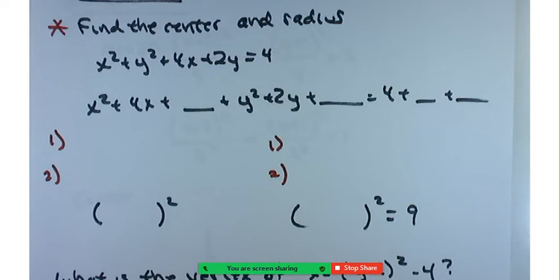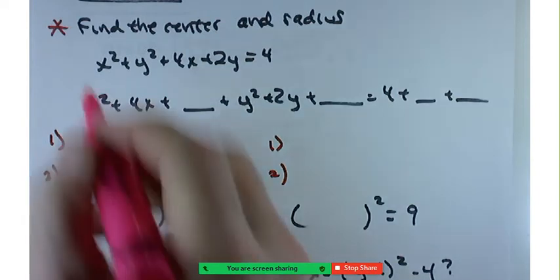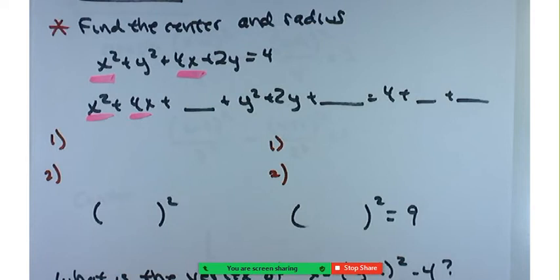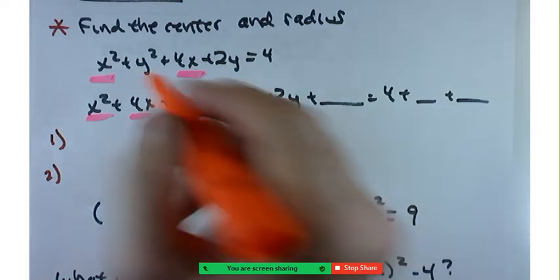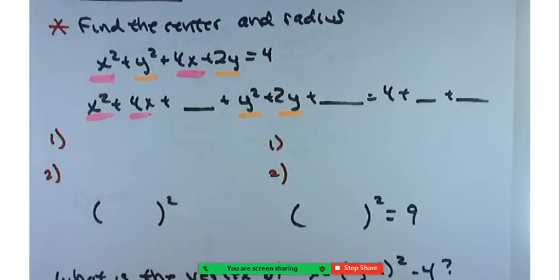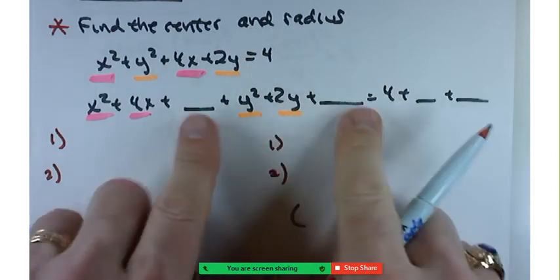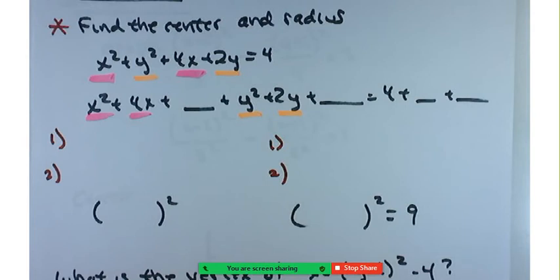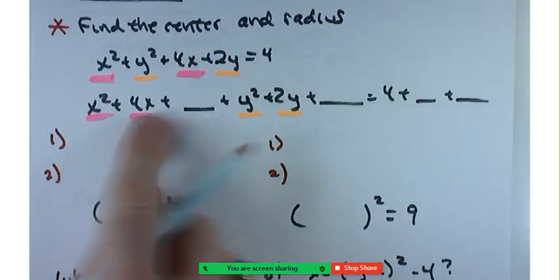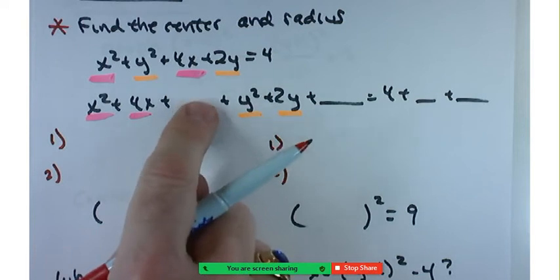So what you want to do is get your x terms together. I've got an x term here and an x term here. Put them there. And then likewise with the y terms. A y term and a y term. Notice I put a blank next to each of these. That's because I'm going to complete the square on both of them. You remember the process? What do I have to do to figure out what number I'm going to put here?